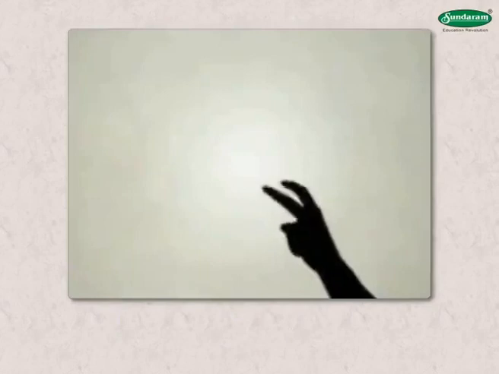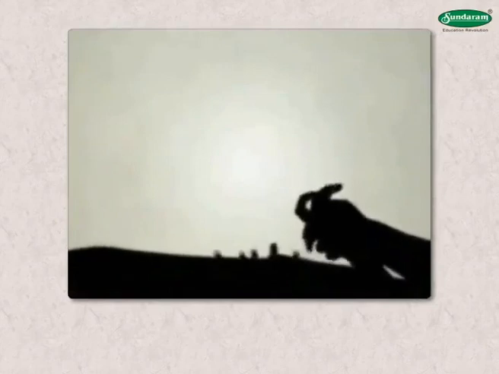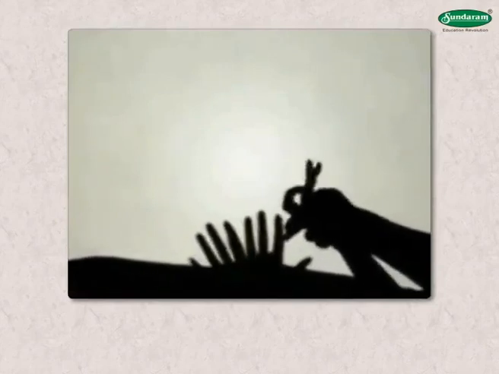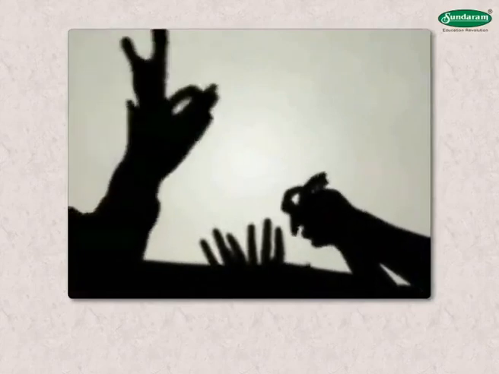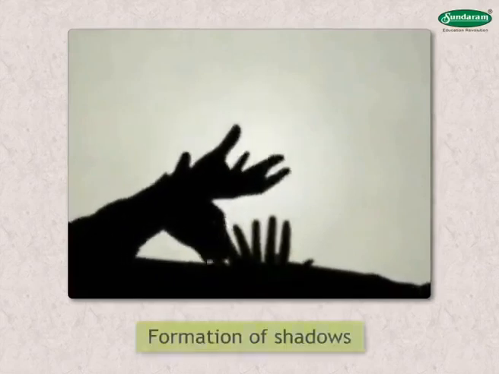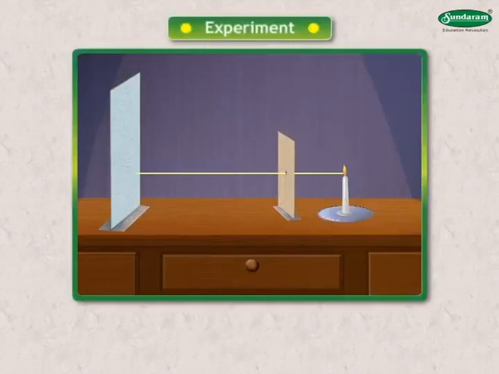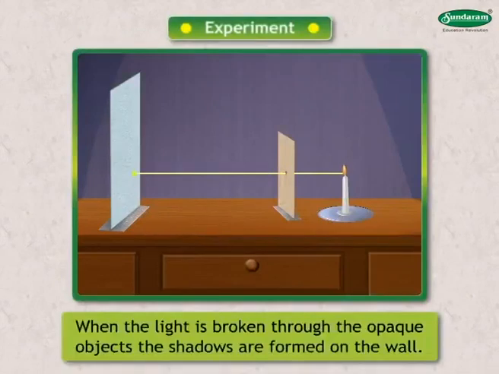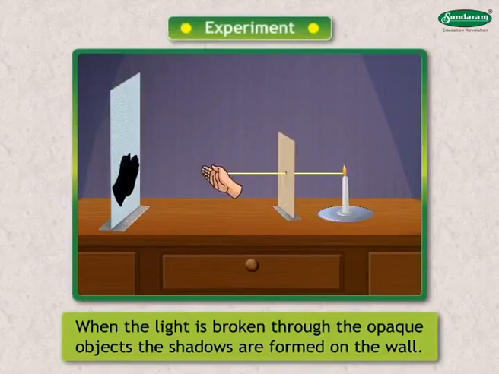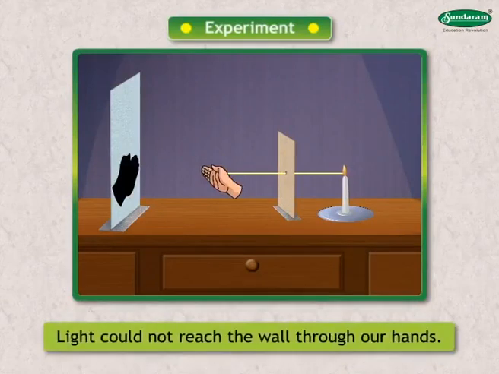You might have played at casting shadows of the shape of a dog or rabbit or bird in the light of a lantern with the help of your hands and fingers. How does an object cast a shadow? Let us see the formation of shadows. We saw light travels in a straight line. When the light is broken with opaque objects like our hands, the shadow of the object is seen on the wall. This happens because the light could not reach the wall through our hands.